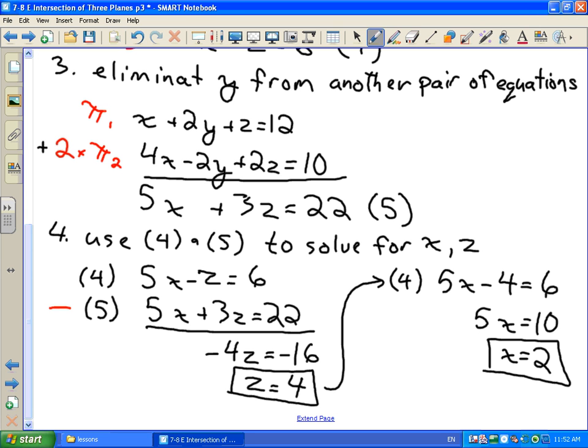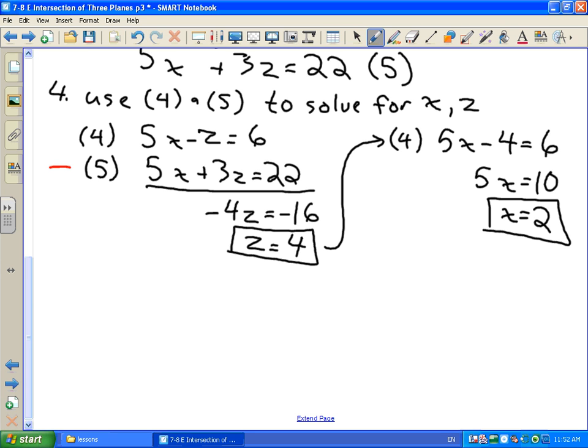So now we know our value for z, we know our value for x. All that's missing is our value for y. So how do you think we can find our value for y here, now that we know x and z? This is going to be step 5. What are we going to plug them into? Find y from 1, 2, or 3.